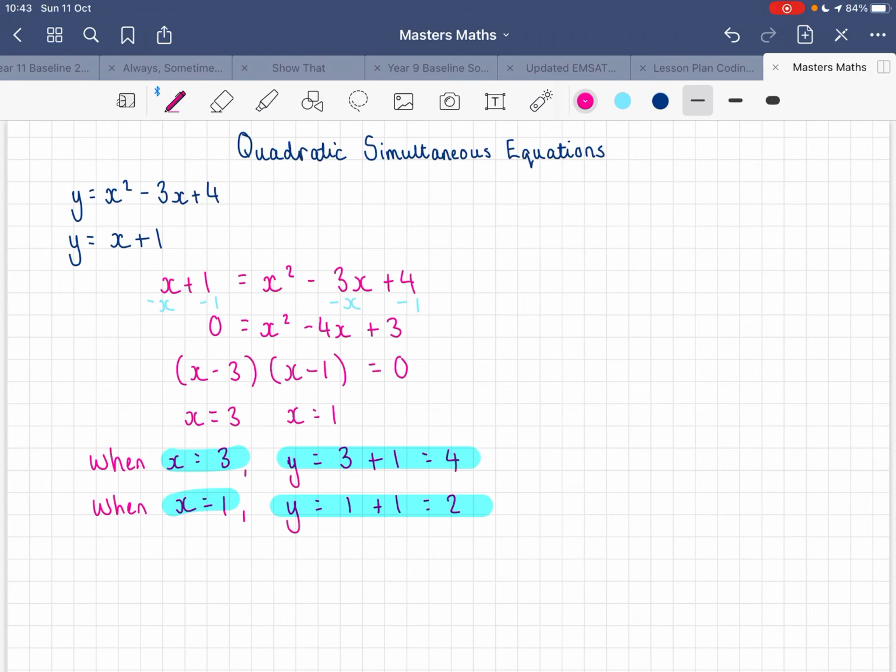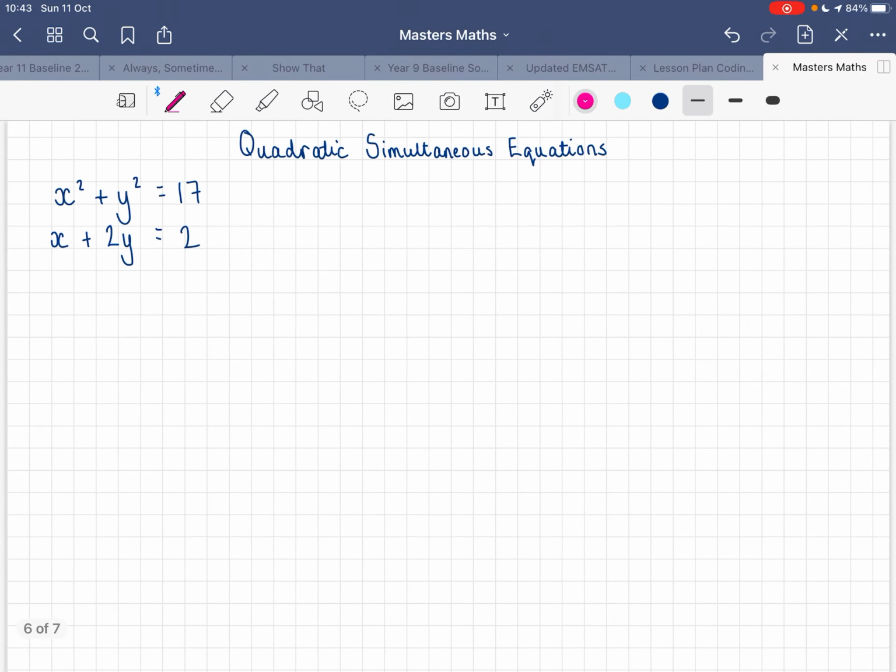You could just write them next to each other. You could use arrows. So when you've got x equals 3 here, you could put an arrow down to show that y equals 4 at the same time, but make it really, really clear that which x goes with which y, okay?